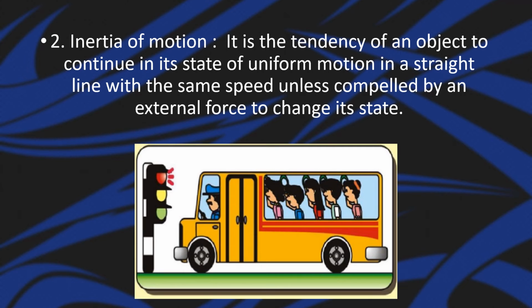Now why does this happen? This is because as the bus stops, the feet of the passengers comes to a rest along with the bus. But due to inertia of motion, the upper body, which is not in contact with the bus, continues to move in the direction the bus was initially moving in, causing the passengers to move forward.